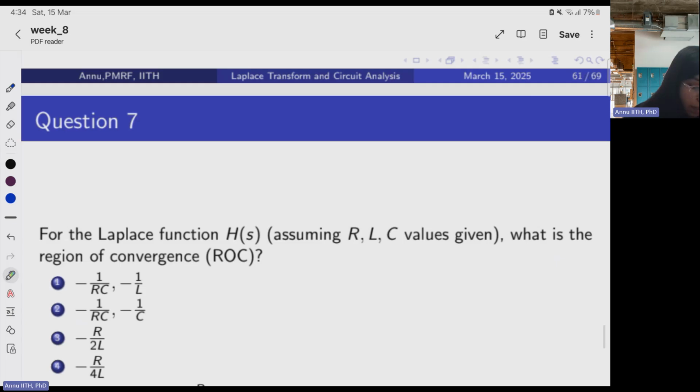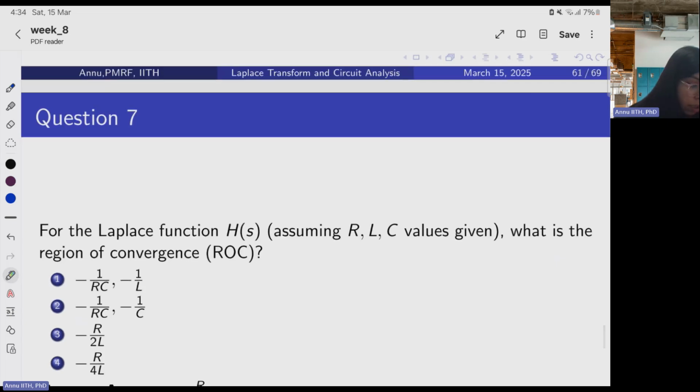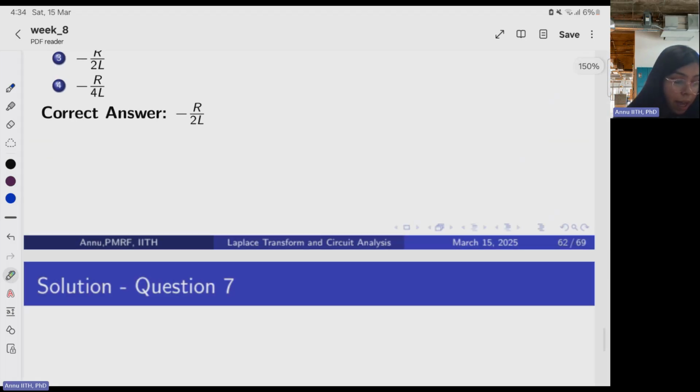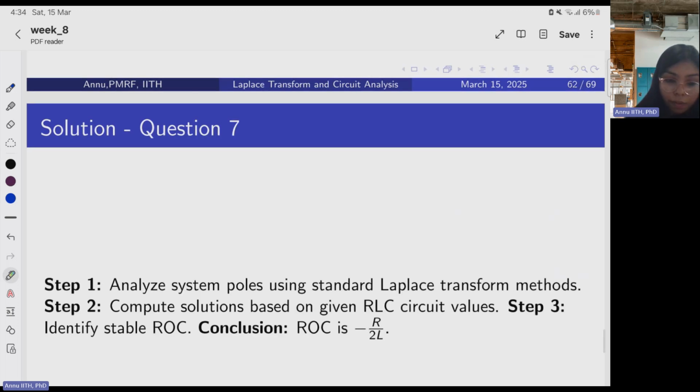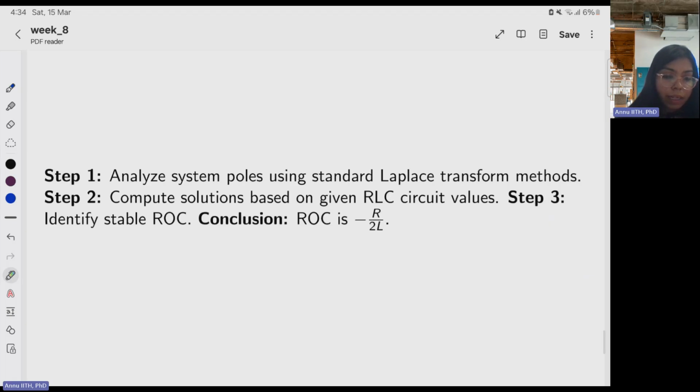For the Laplace transform H(s), assuming RLC values given, what is the region of convergence? This is a strange question and a good question. What will be the region of convergence? Okay, so the answer is minus R divided by 2L. Why? We analyze the system using standard Laplace transform methods, compute the solutions based on the RLC circuit values, and then identify the stable ROC. The conclusion: ROC is minus R by 2L.